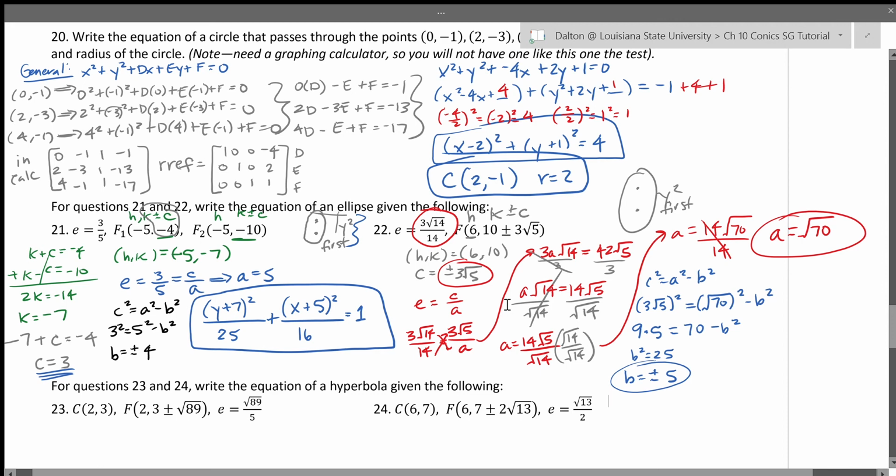So your final answer, again, we know that our y squared term must be first. So we're going to have y minus k, which would be y minus 10, squared over a squared is always first. So the square root of 70 squared is 70. An ellipse has a plus sign, times x minus h, which will be x minus 6 squared, over b squared. B is 5, so it'll be 25 is equal to 1.